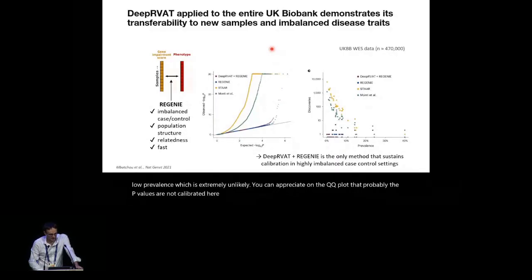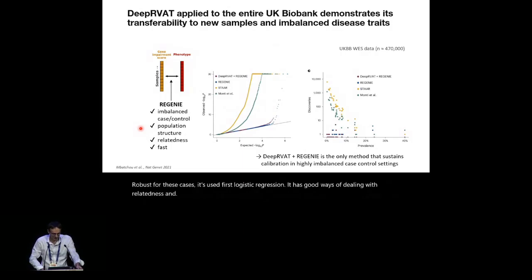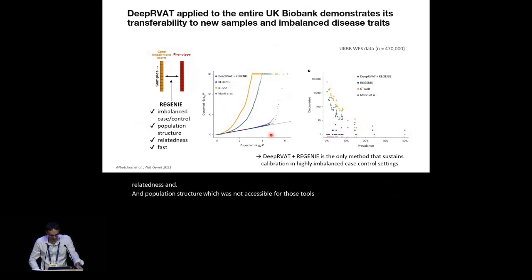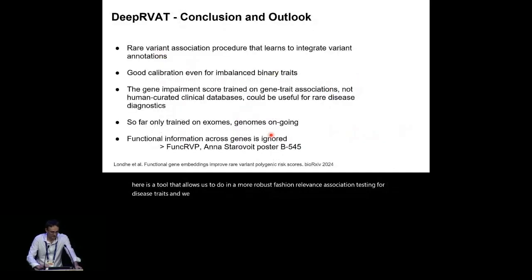Whereas we can plug our impairment score as an allele dosage in a tool called Regenie, which is a tool that is very robust for these cases. It uses first logistic regression. It has good ways of dealing with relatedness and population structure, which was not accessible for those tools. So as a conclusion, our tool here is a tool that allows us to do in a more robust fashion rare variant association testing for disease traits, and we think that this can be also helpful for this type of research.